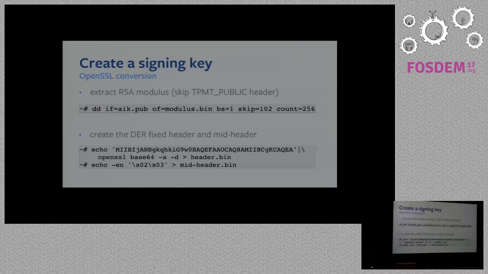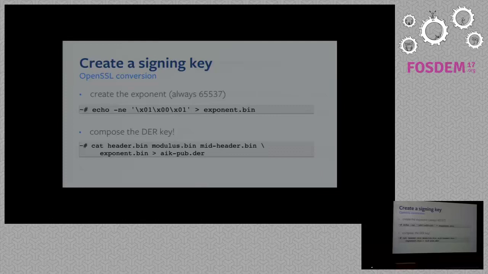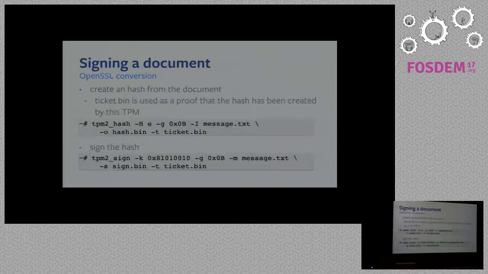And then we need to create a fixed header. This is a DER header, fixed for RSA keys, and a middle header, which is just metadata describing what the exponent looks like. So basically, it's saying it's a 3-byte integer. And then, when we have all these bits, we can compose them into a public key, which can be used by OpenSSL in its format. You can convert it into PEM format if you like at this point. Then we need to sign. We sign a document, and with the exported public key, we can verify it.